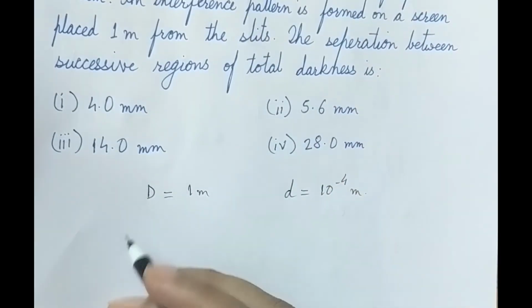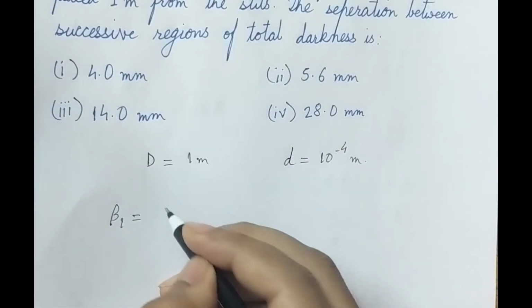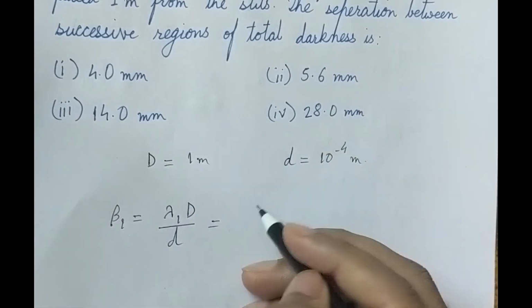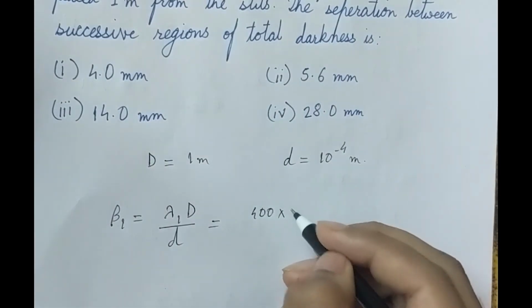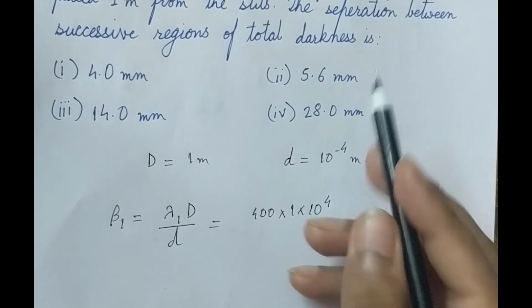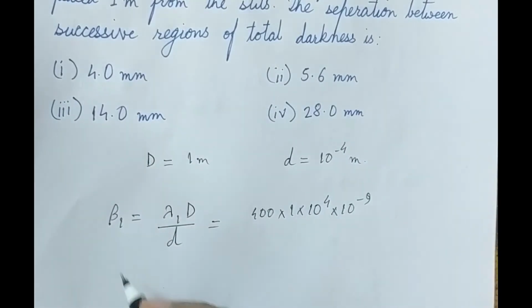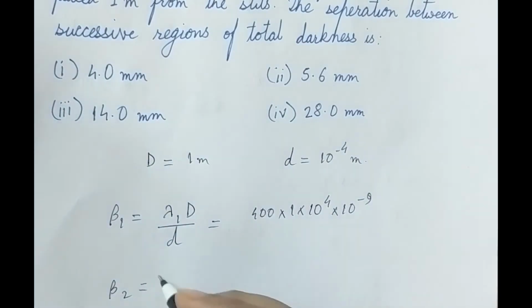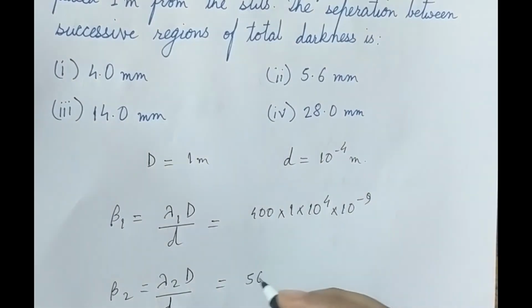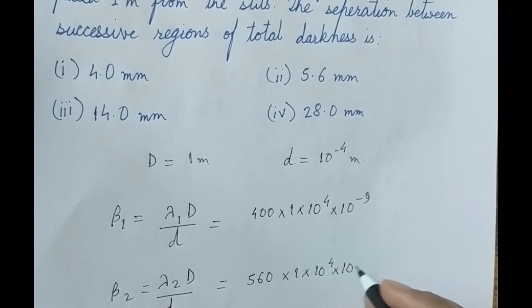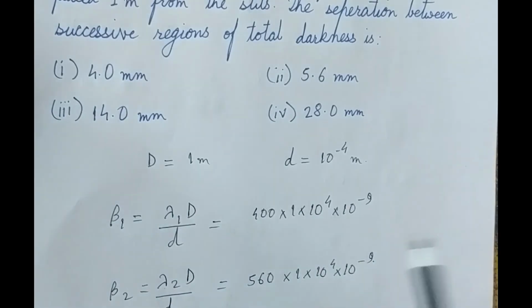Now for the first one, the fringe width beta 1 is going to be lambda 1 capital D by small d, that will give me 400 into 1 into 10 to the power 4 nanometers, so there's a 10 to the power minus 9. Beta 2 is going to be lambda 2 capital D by small d, the same way, 560 into 1 into 10 to the power 4 into 10 to the power minus 9. Now these are the fringe widths that repeat one after the other.